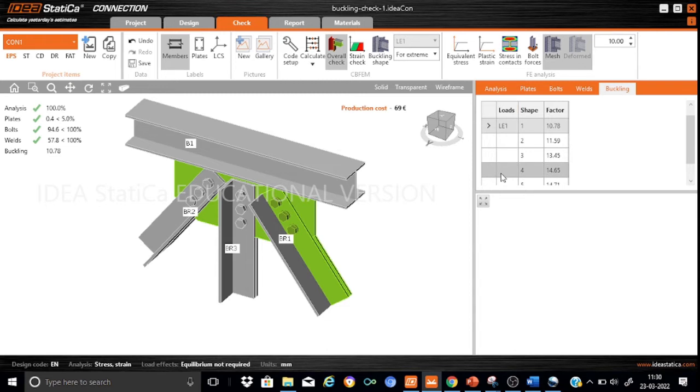results are expressed in terms of multipliers. These multipliers are nothing but the number which should be multiplied with the loads relevant to the particular load case in order to arrive at the buckling loads. So look here.